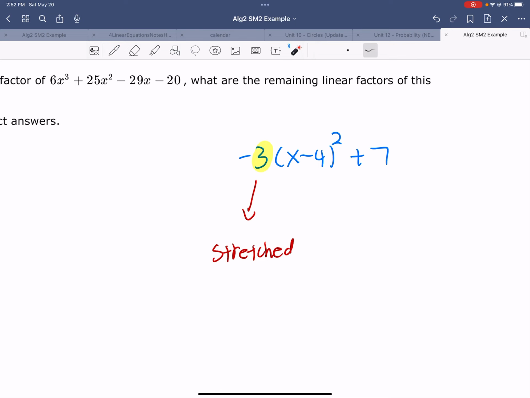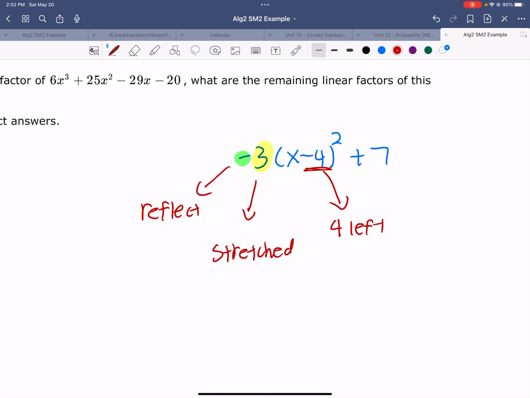But you're going to have a question: negative 3 is smaller than 1, so why is it stretched? Because negative has nothing to do with stretch or compress. Negative is just reflect. And this minus 4 is left or right, but always the opposite direction, so it's going to be 4 left. And this plus 7 is up and down, because it's plus, it's going to be 7 up.